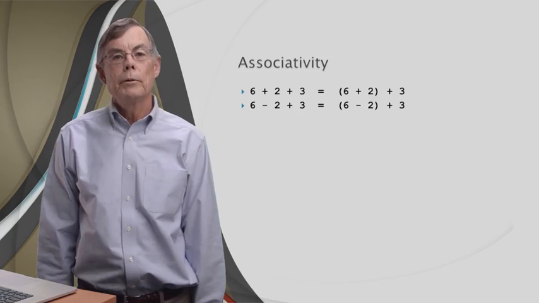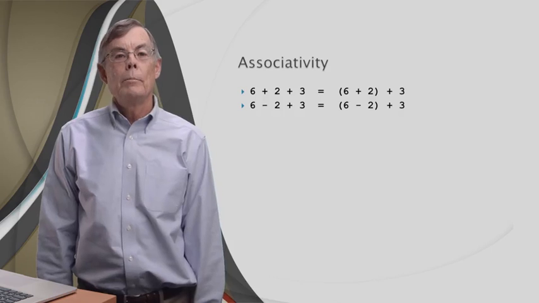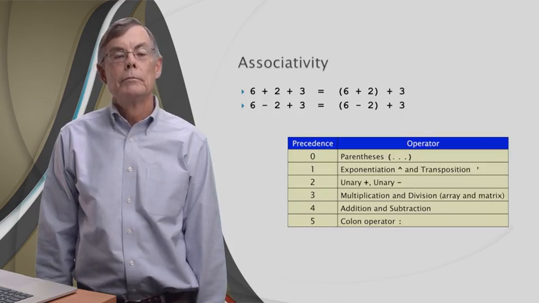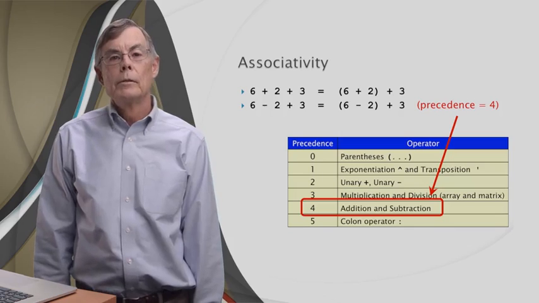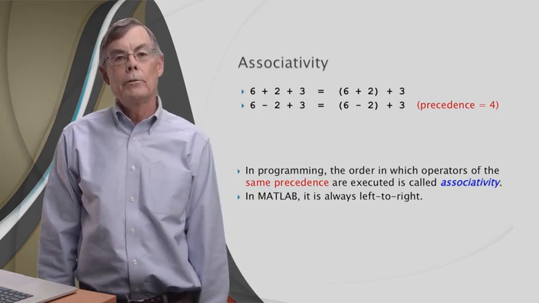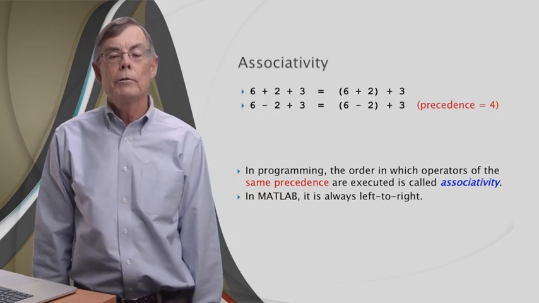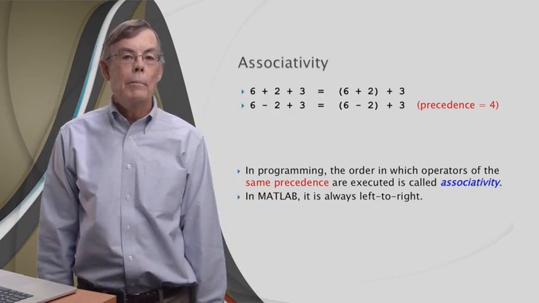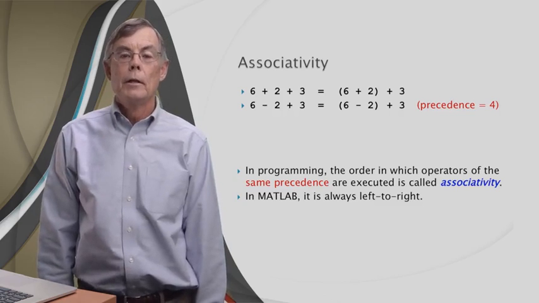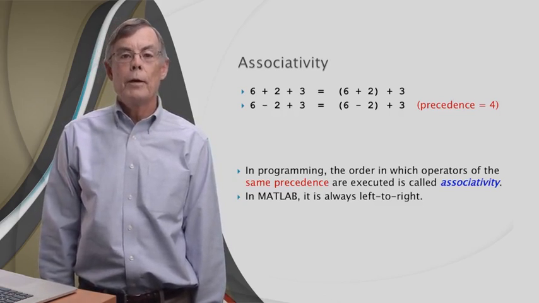6 minus 2 plus 3. Which goes first, the minus or the plus? We need to know because the results will be different, 7 or 1. Well, maybe the precedence table will give us the answer. No help. They both have the same precedence, 4. So here comes associativity to the rescue. In programming, the order in which operators of the same precedence are executed is called associativity. In MATLAB, it is always left to right. So we say that MATLAB uses left-to-right associativity. As a matter of fact, so do most all other languages. So this expression evaluates to 7.